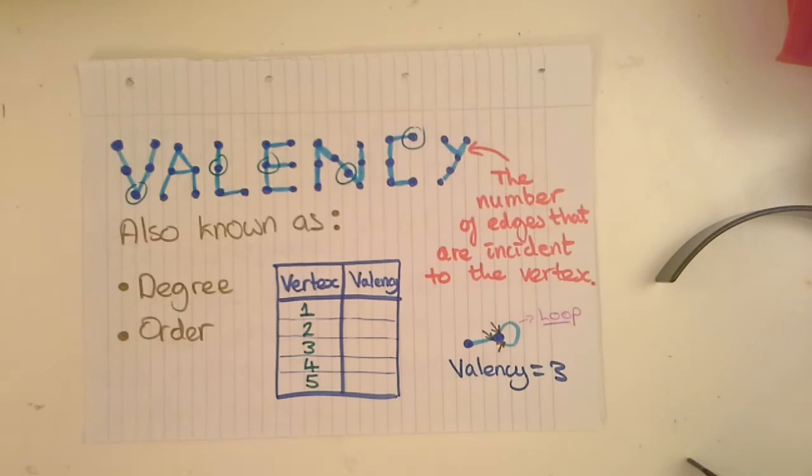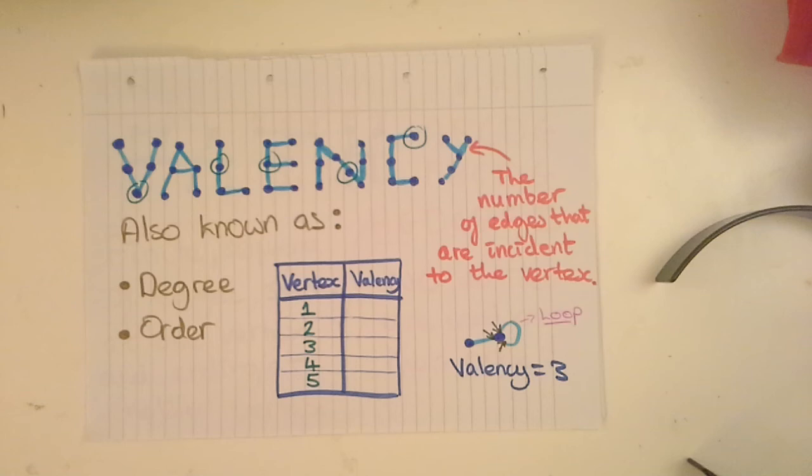If it's got an even valency, like this one here where it's got 2, then it's called even valency, or its order or degree is even. And the same goes for if it has an odd valency.